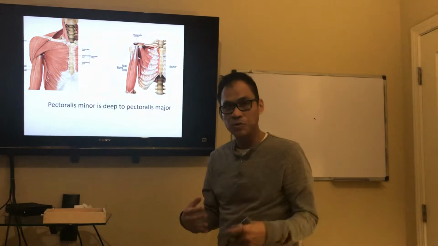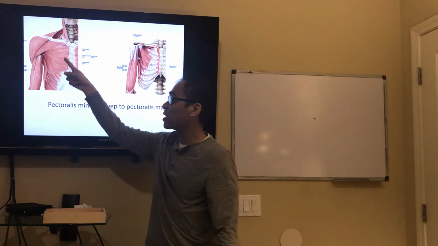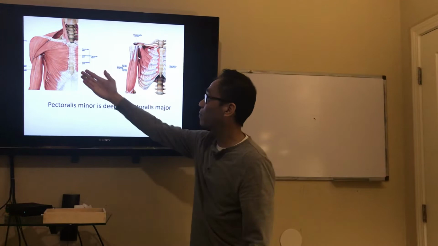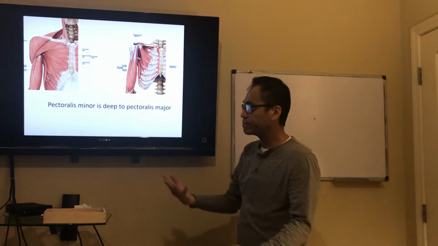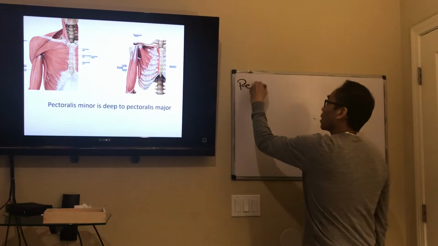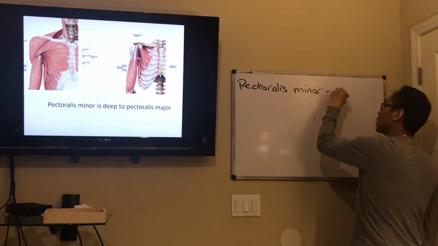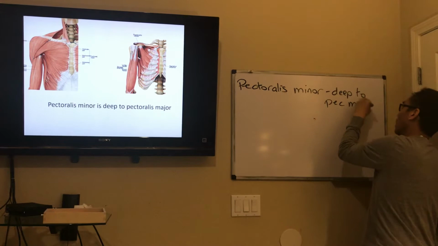Again, here's my superficial deep picture side by side. Here's pec major, your big chest muscle, your pecs, the ones you like to show off on the beach if you're a well-developed man. Remove that muscle, pec minor. So again, the minor is deep to the major, basically. Pectoralis minor, deep to pec major.